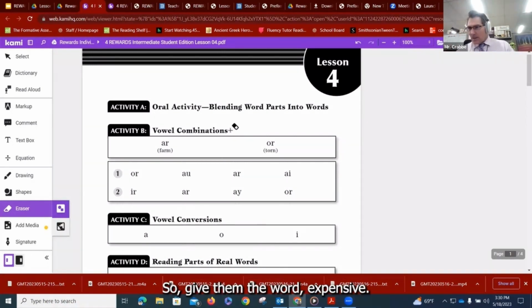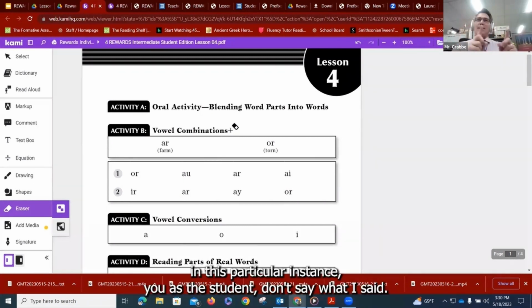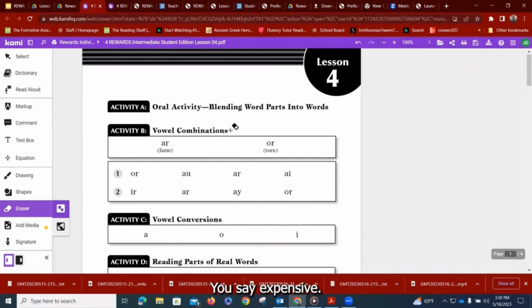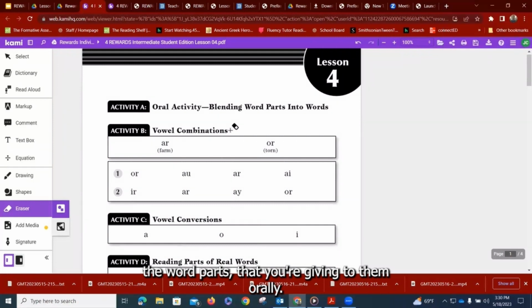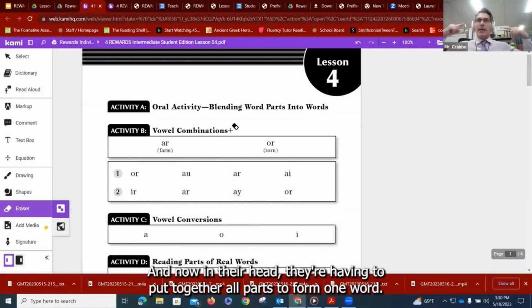Okay, so give them the word expensive. What word? Expensive. In this particular instance, you as the student don't repeat the parts I said; you say the whole word. What they're learning is how to take the word parts that you're giving them orally, and now in their head, they have to put all the parts together to form one word.